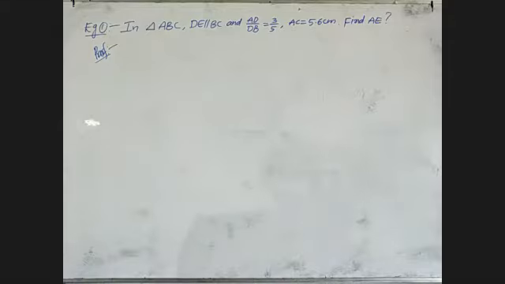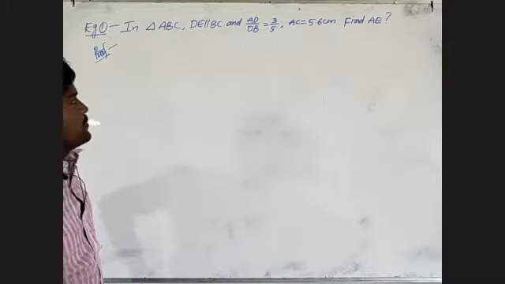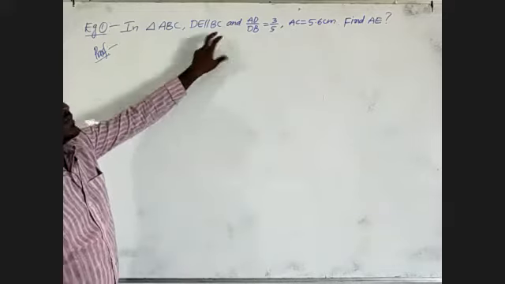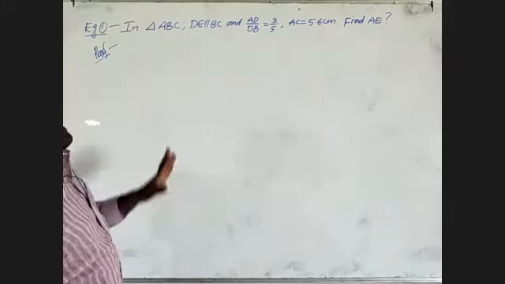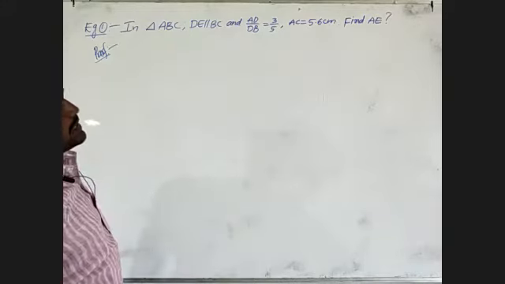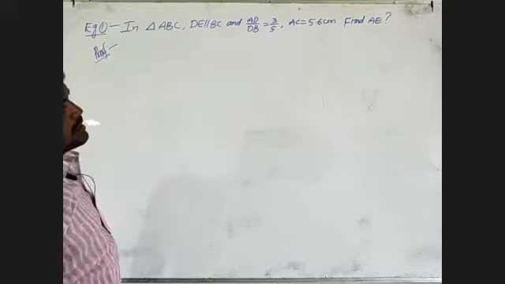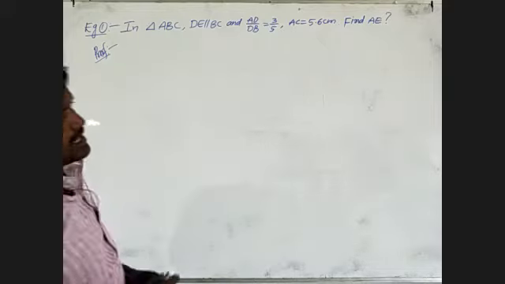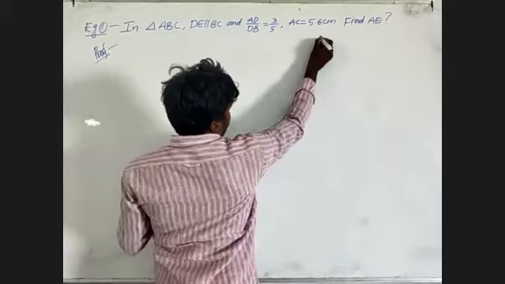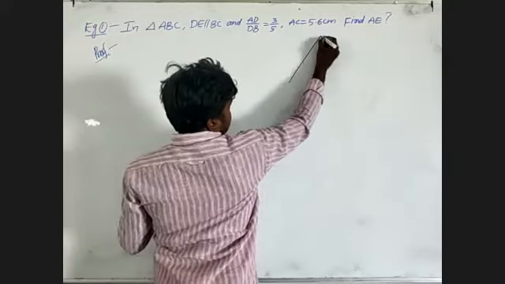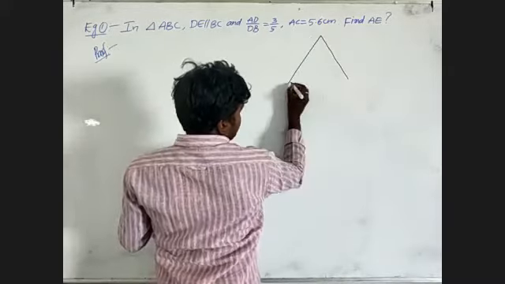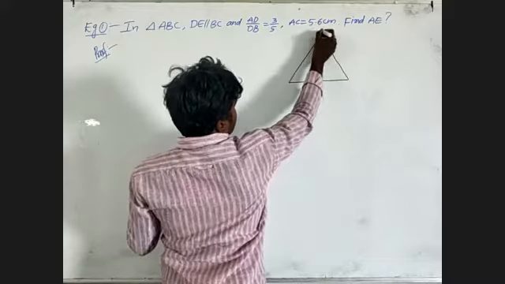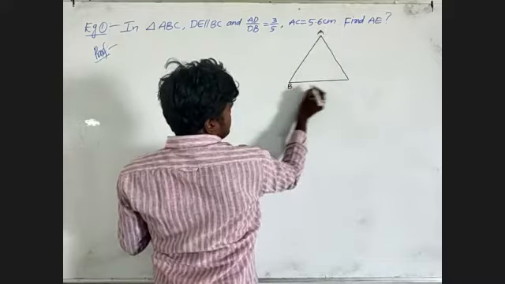Okay, students, what is given in this problem? In triangle ABC, DE is parallel to BC. Also given that AD by DB is equal to 3 by 5. After that AC is equal to 5.6. Find AE. First I will draw a triangle ABC. This is named as triangle ABC.